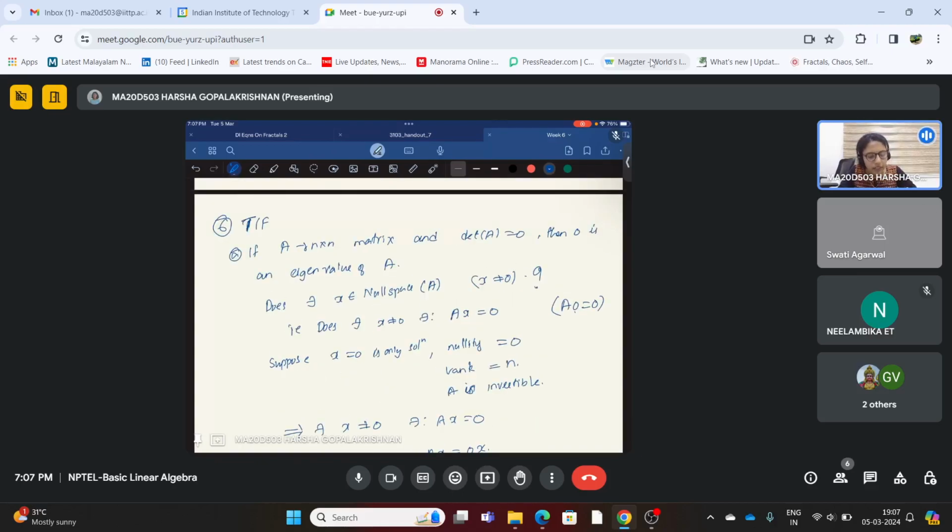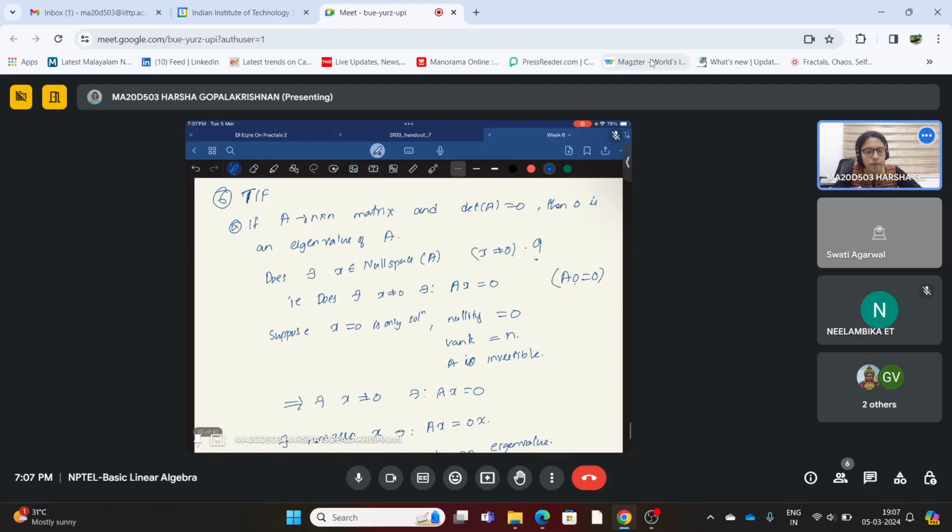So if determinant of A equal to 0, we have a non-zero solution for Ax equal to 0. That non-zero solution means it belongs to the null space of A. It means that Ax equal to 0x. That means 0 is an eigenvalue. So the given statement is true. Is that okay for everyone? Any doubt?